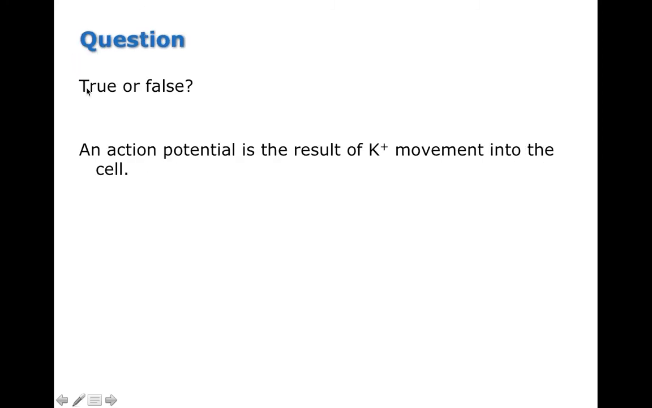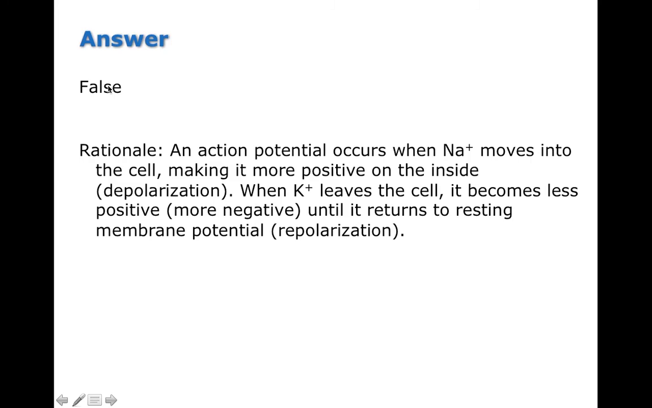And so this next question says, true or false, an action potential is the result of potassium movement into the cell. And we know that that's false because, going back to action potentials in your nervous system, we said that action potentials occur when sodium flows into the cell through the voltage-gated sodium channels. Potassium actually has a tendency to leave the cell. And the reason why sodium and potassium flow in this direction is, again, because of their concentration gradients.